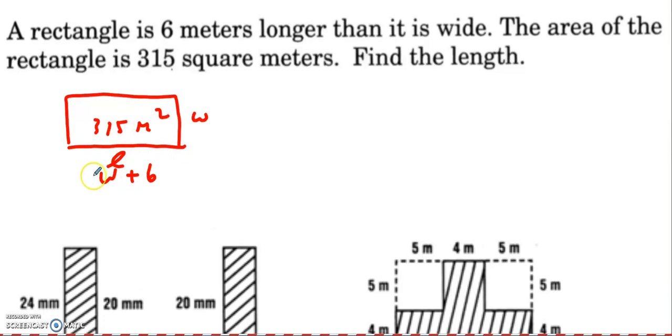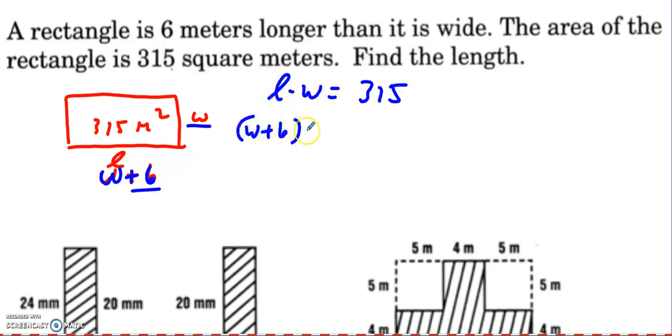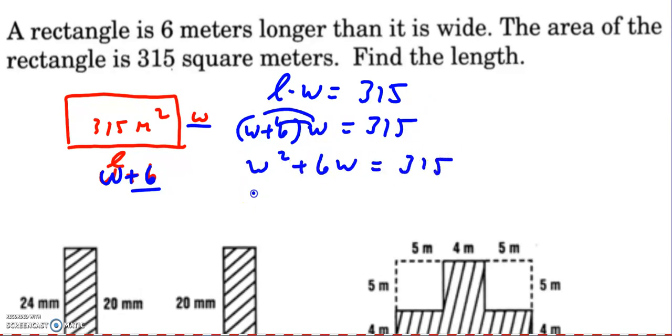So let me do that in a different color. If you think of it as the width plus 6, then what you could do is use the W and W plus 6 and set that equal in some way to the area. Because we know that length times width, or base times height, is equal to the area, we really know that W plus 6 times W equals 315. If you distribute that W in, you would get W squared plus 6W equals 315. Looks like a factoring problem. We subtract the 315 and set that equal to 0.